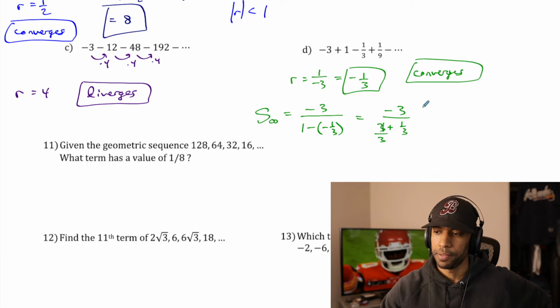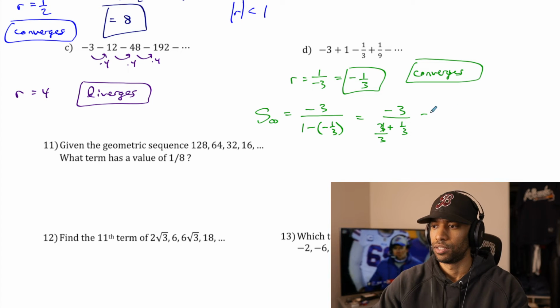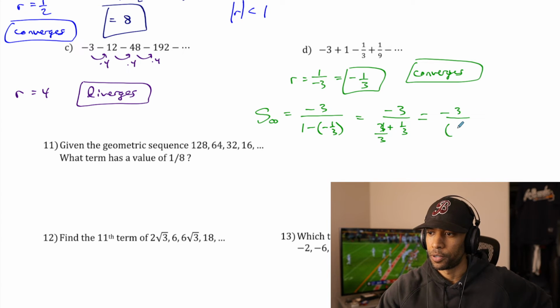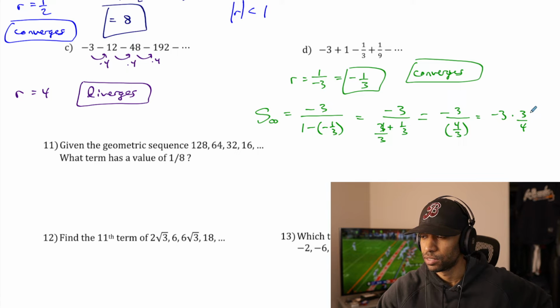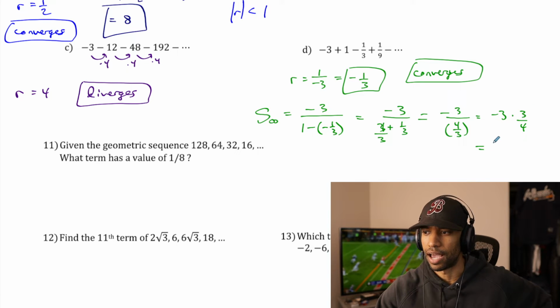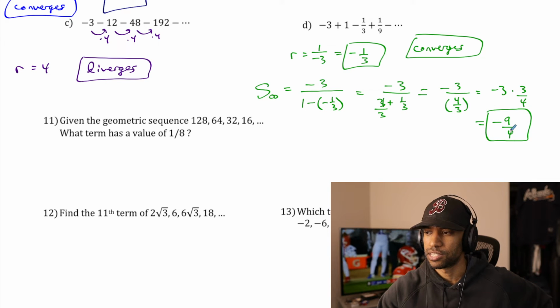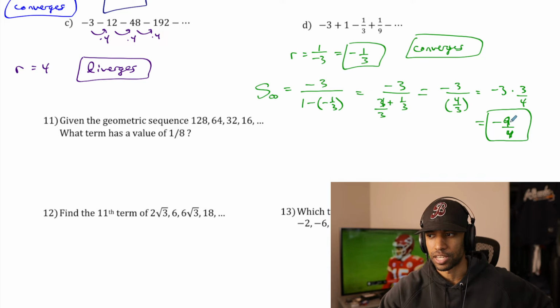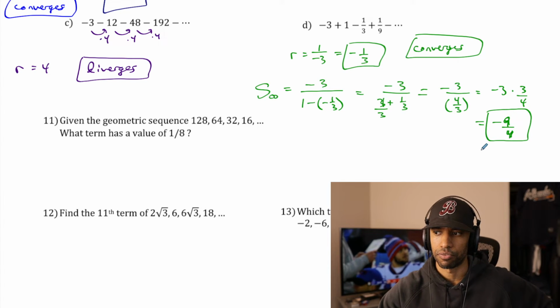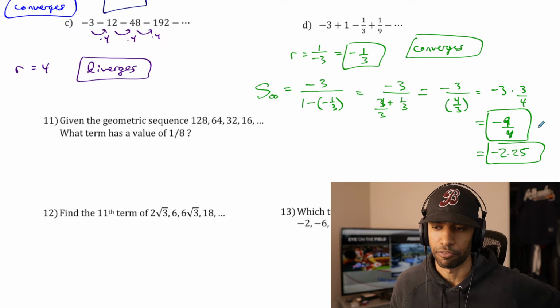1 is 3 over 3. So 3/3 plus 1/3 is 4/3. So -3 over 4/3 is -3 times 3/4. So that's -9/4, which is -2 1/4. That thing converges toward -2 1/4. And as I expected, it was somewhere between -2 and -3. If you put -2.25, it's still exact. That's fine. Just be careful on ones that aren't exact.